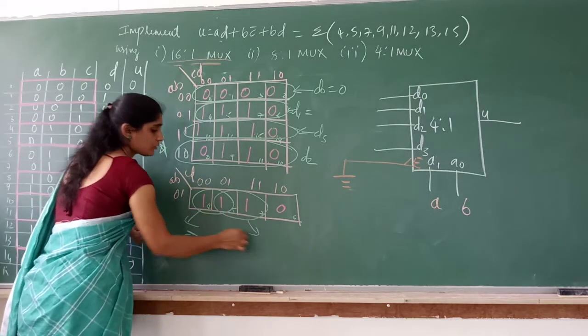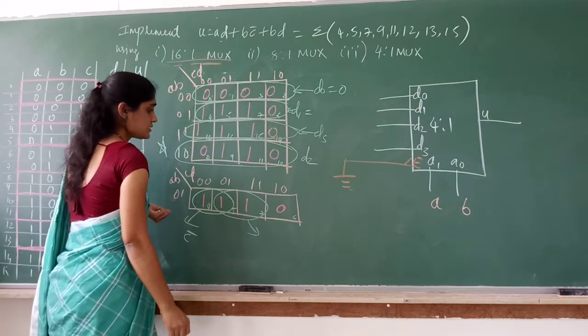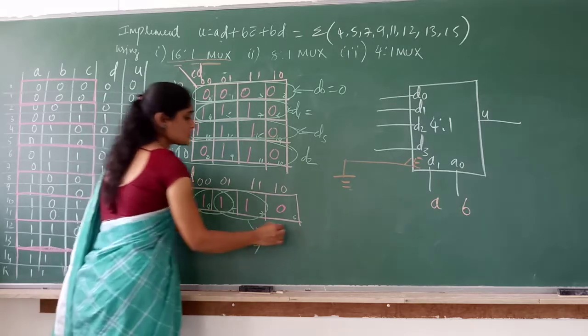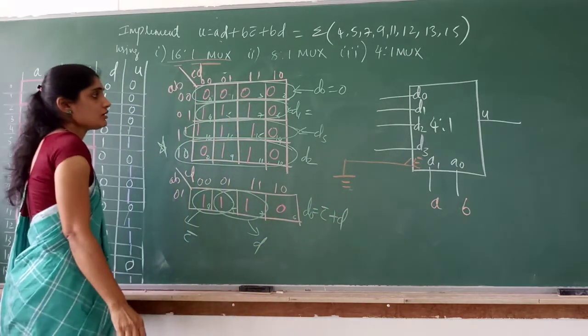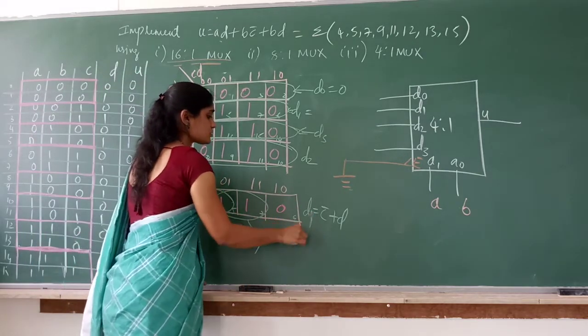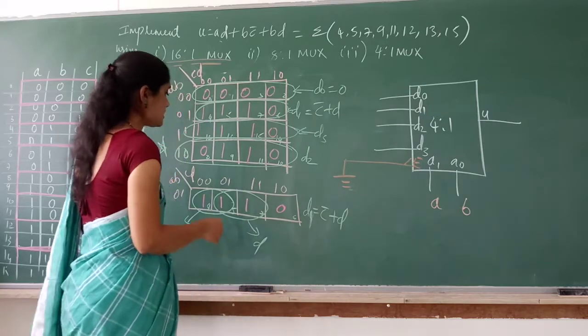7 and 5 you can group. So when you group 7 and 5, what is the equation you get? C is cancelled, so you get D. So what is D0? D0 will be equal to C bar plus D. D0, sorry, D1, right? So D1 is equal to C bar plus D. Now what is D3?